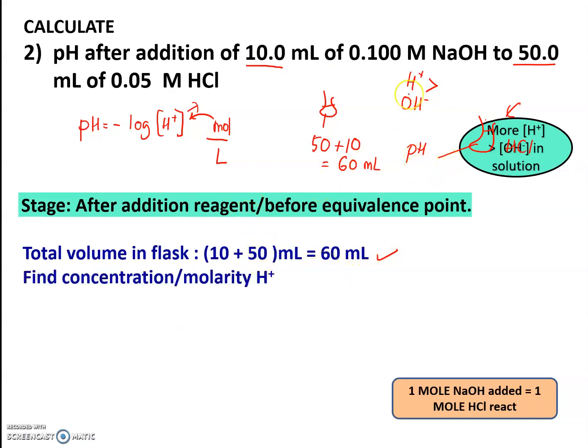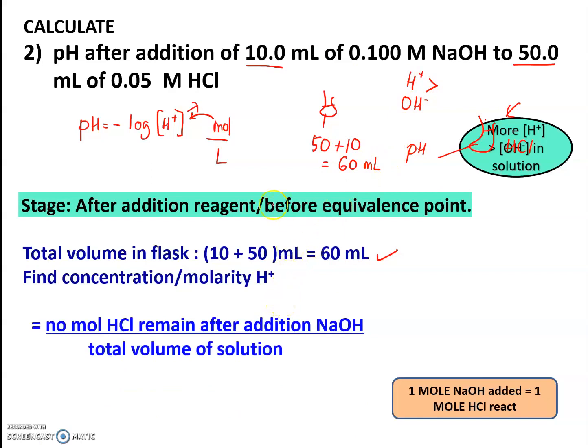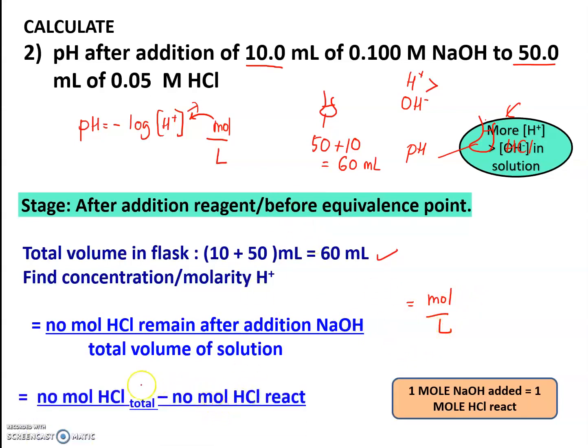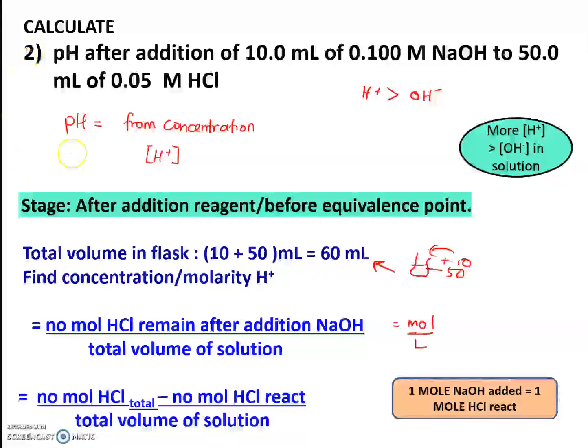Since the concentration of H plus is more than the concentration of hydroxide, we want to find the number of moles of HCl remaining after addition of sodium hydroxide, divided by the total volume of solution. I want to find the molarity, mole per liter: the change in mole divided by the total volume of solution. So the number of moles of HCl total initial, minus the number of moles of HCl reacted, divided by the total volume of solution.